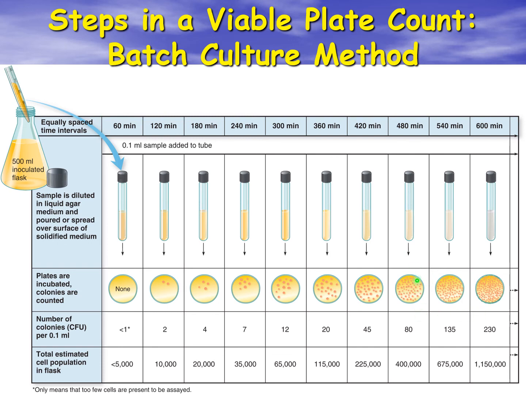And so either this 80 or the 135 plate would be really good to do the math to figure out the actual estimated number within the flask. So by doing the math at 135, we know that we started out with 675,000 individuals within the flask.